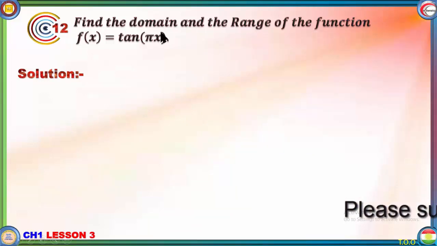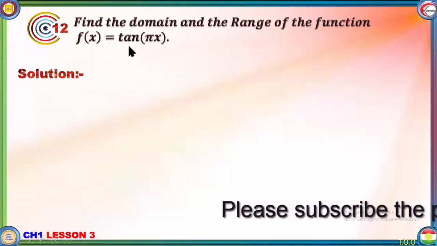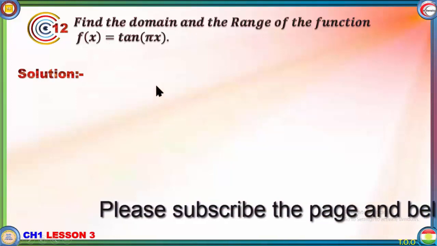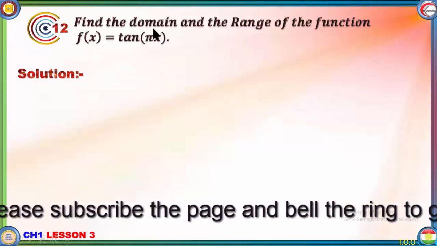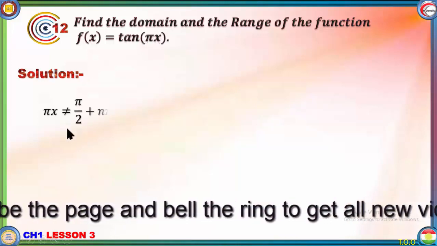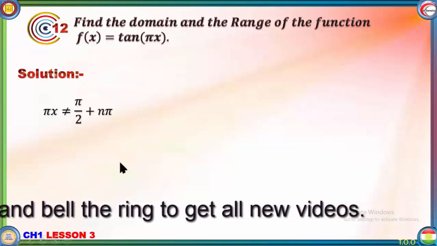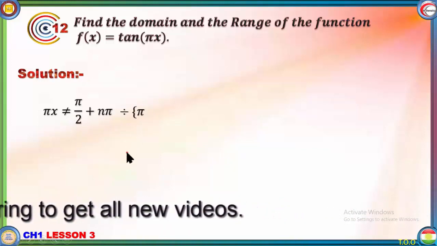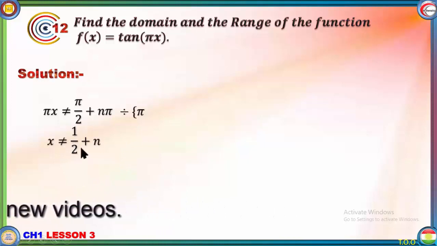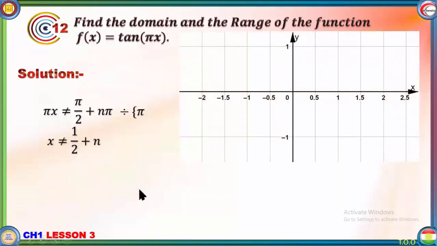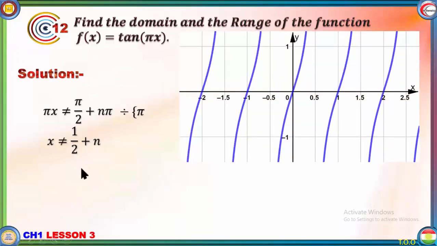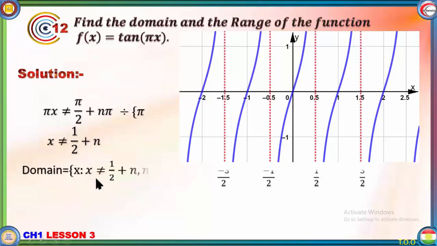Example number 12. Find the domain and the range of the function f(x) equal tangent pi x. Here the angle is pi x. Take pi x not equal pi over 2 plus n pi. Dividing by pi, then x is not equal 1 over 2 plus n. As you can see, the domain of this function is all x when x is not equal 1 over 2 plus n. These are the vertical asymptotes.